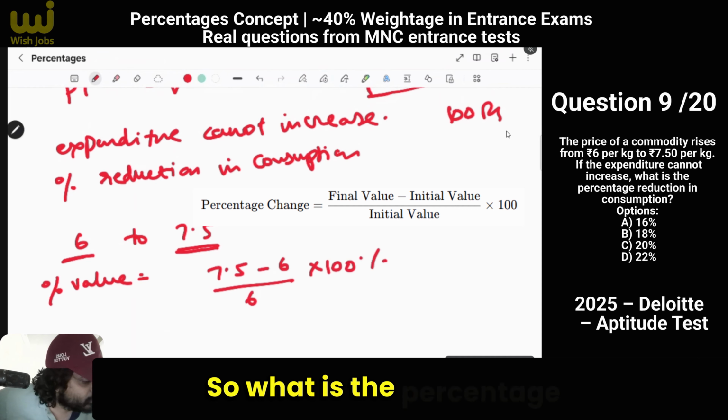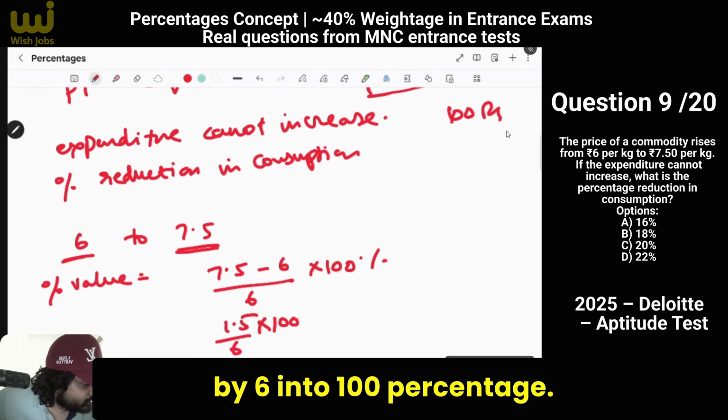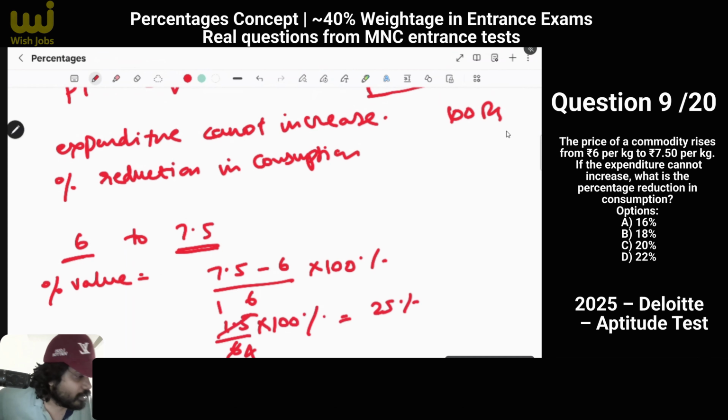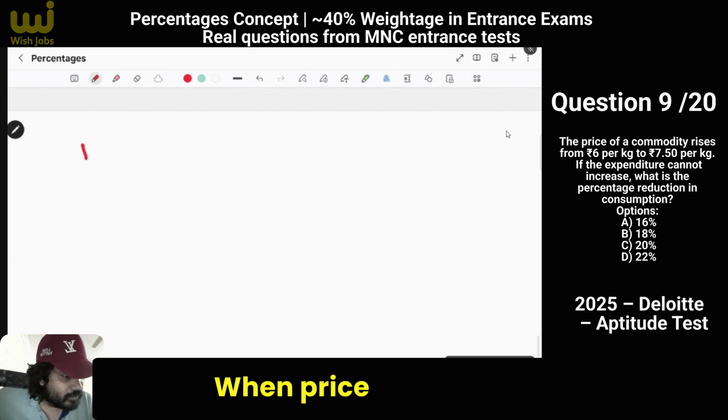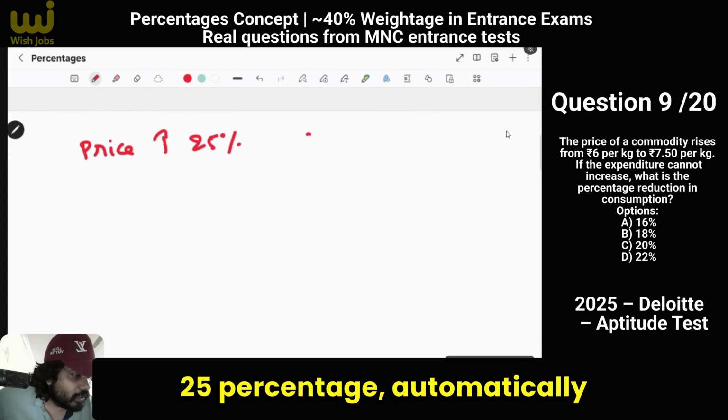Okay, so what is the percentage? That is 1.5 by 6 into 100%. That is 1 by 4, which is 25%. When price increased by 25%, automatically consumption has to decrease.